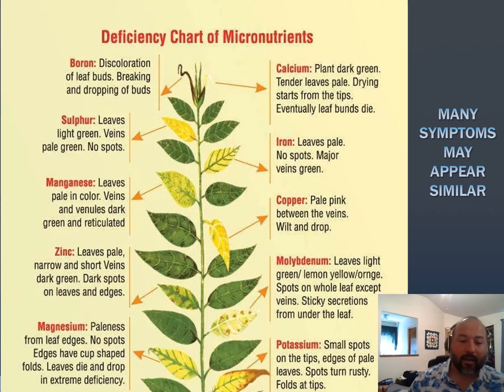In terms of potassium, small spots on the leaf tips and the edges of the pale leaves. Your spots are going to turn rusty, and then you're going to get fold at the tip. So you see how you're getting this brown fold at the tip, and you had spots, but then the spots are going to turn into that rust that then becomes part of that brown.